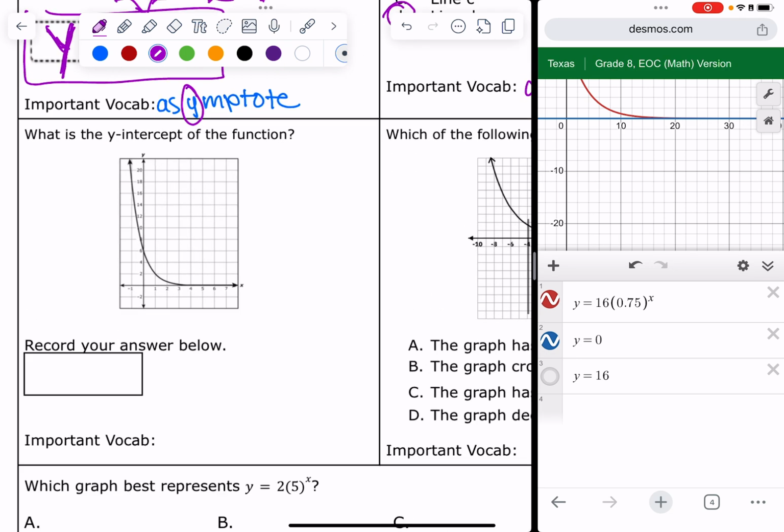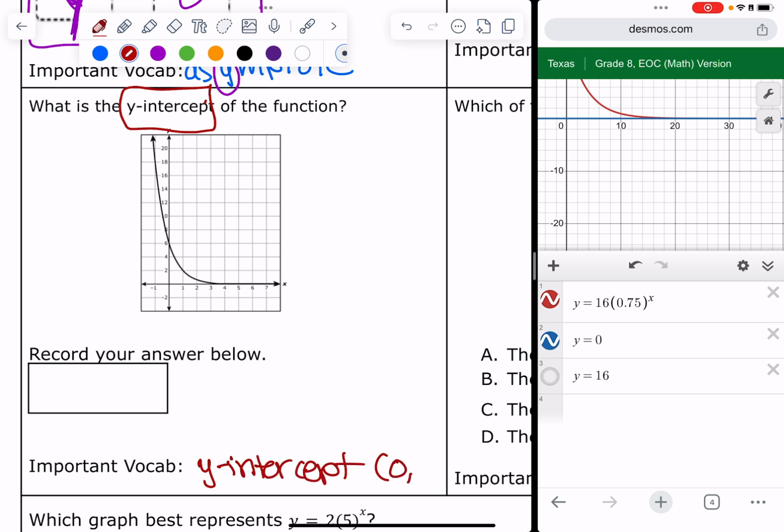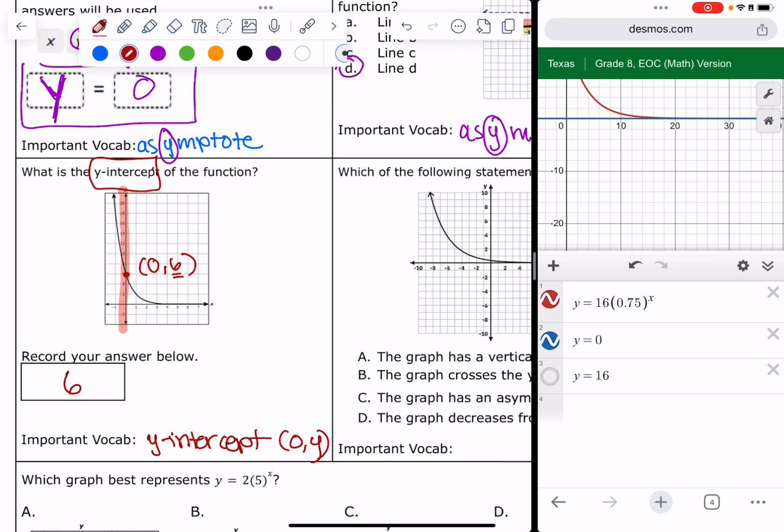Now, for the next one, it says, what is the y-intercept of the function? Record your answer below. My important word, you should automatically know this, is y-intercept. We have been doing this for a long time now, over and over and over. So if I look at my y line, I'm looking at where it touches, which is (0, 6). If my answer is y-intercept, I'm going to put 6 here.